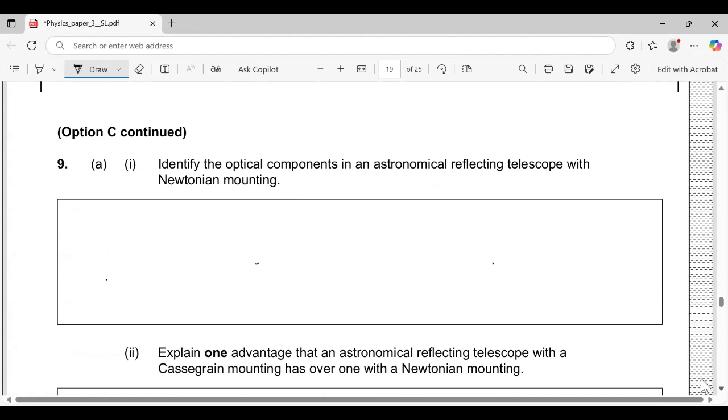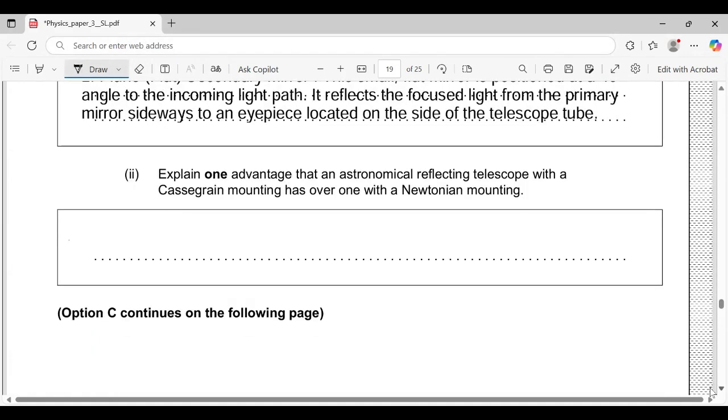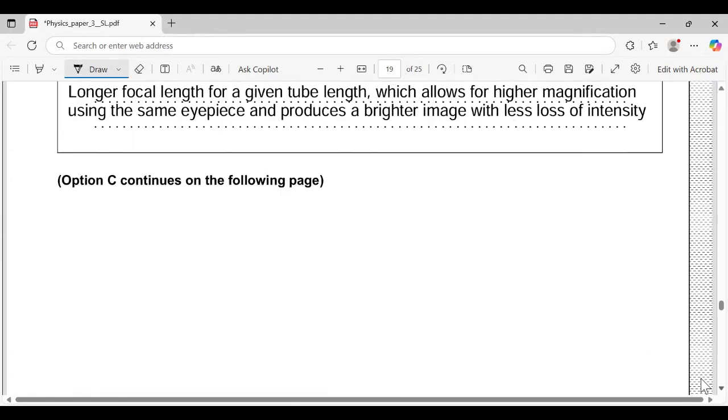Identify the optical components in an astronomical reflecting telescope with Newtonian mounting. I have provided my answer for this one. Okay, let's continue. Explain one advantage that an astronomical reflecting telescope with a Cassegrain mounting has over one with a Newtonian mounting. So let's continue.